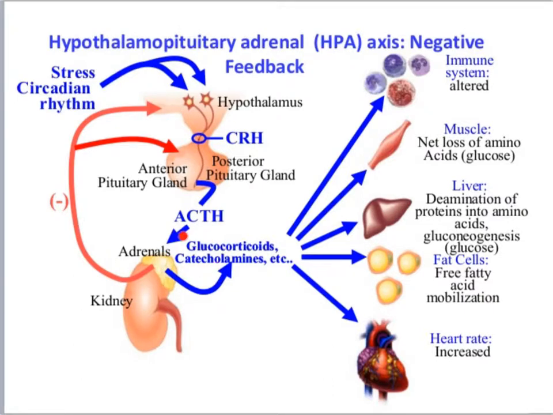These glucocorticoids are going to have some effects. First off, as we always see in these axes, they're going to have negative feedback effects. So glucocorticoids are going to have a negative feedback effect on the hypothalamus, downregulating the secretion of CRH, and a negative feedback effect on the anterior pituitary, downregulating the secretion of ACTH. They're also going to go off to the rest of the body and have numerous effects in the rest of the body.